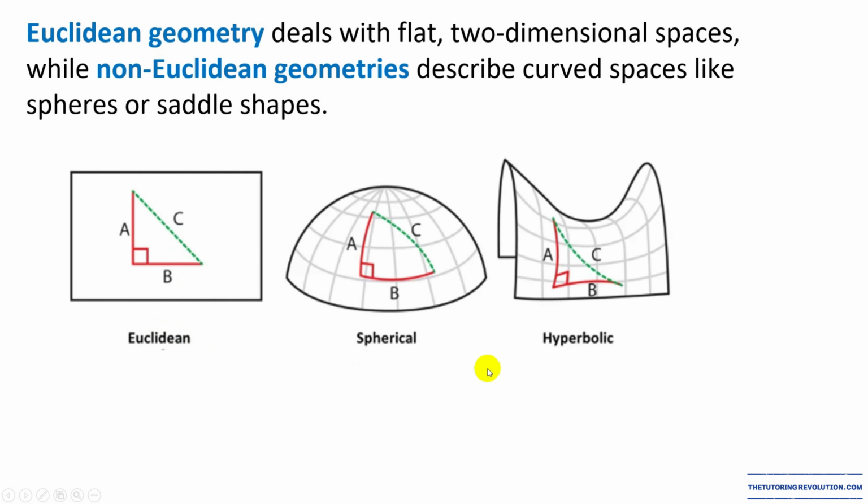Now there is also hyperbolic geometry, right? This is a saddle shape here. And in this triangle, the angles together are going to be less than 180. We add the three interior angles of this triangle. So basically, spherical and hyperbolic geometries work on different surfaces, not planes, and therefore the properties are going to be different than Euclidean geometry.